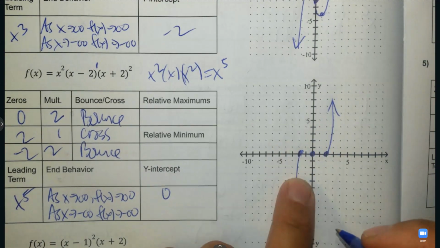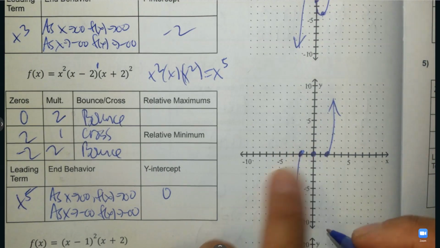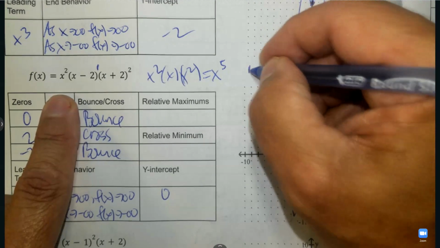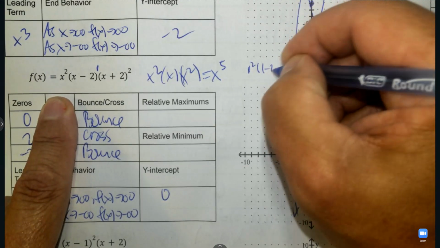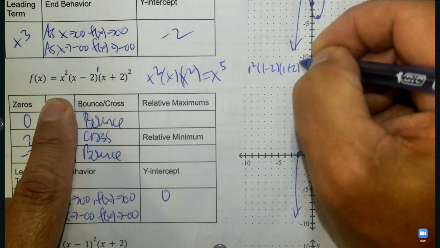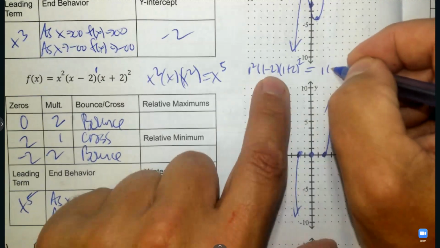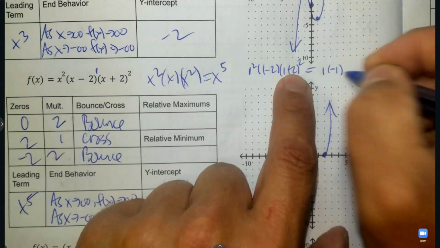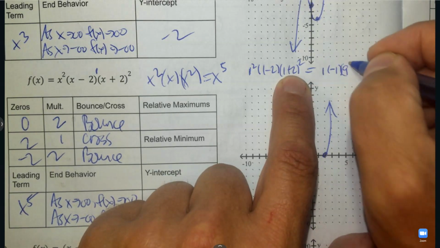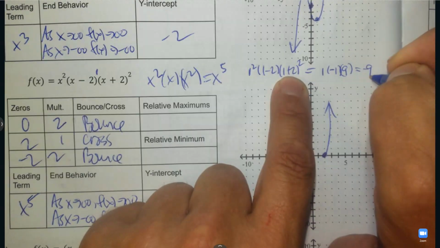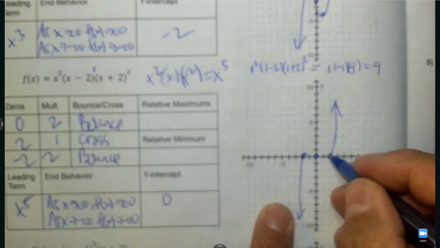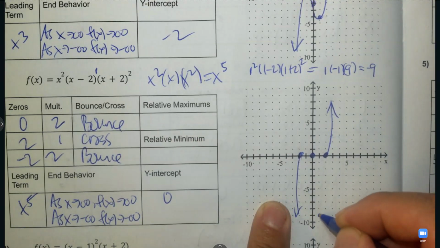So I know the right end goes up and the left end goes down. I'm going to fill in what I don't know. So I have +1 and -1. So I'm going to start with +1 and solve it. So 1 squared, 1 take away 2, and then 1 plus 2 is 3, and 3 squared is 9. So altogether that's -9. So 1 gives me -9.